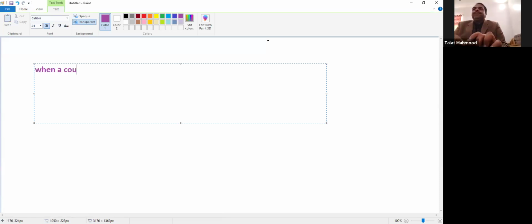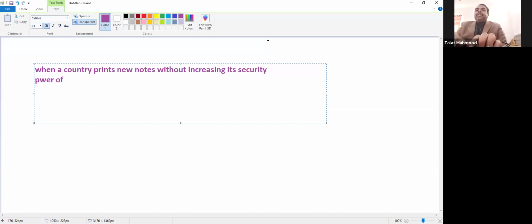So when a country prints new notes without increasing its security, what will happen? The power of money will decrease, because you cannot print currency notes by yourself, and it's not like that. If a country needs money, it can print more and more money.